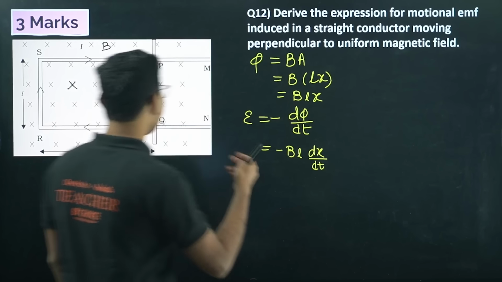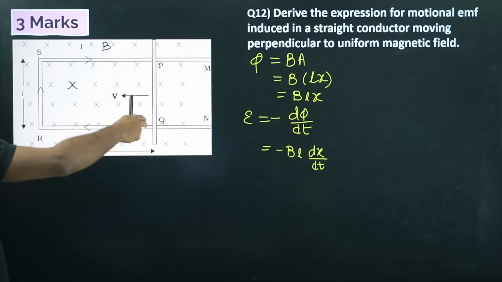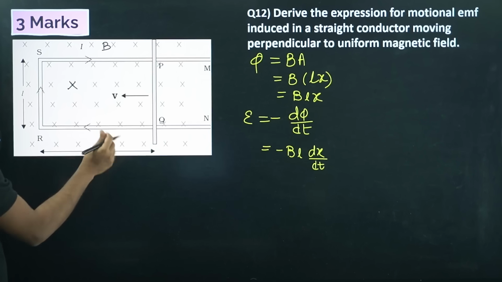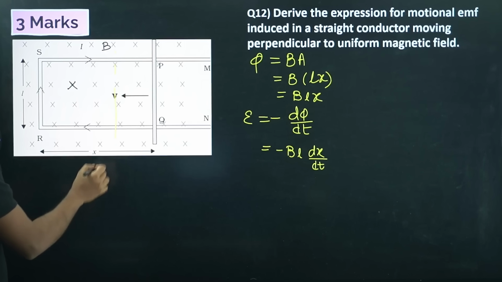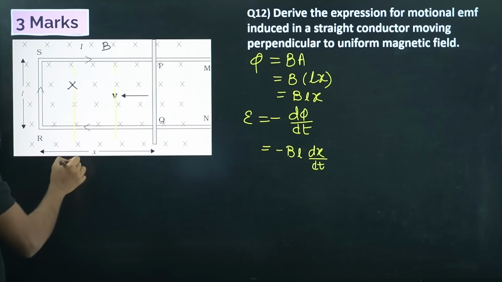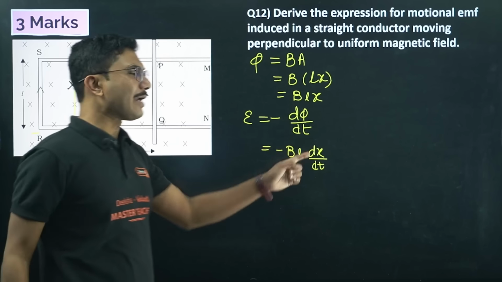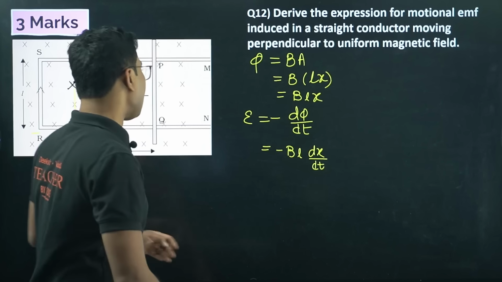So as you can see, the rod which is kept like this is moving in this direction. That means this x is slowly decreasing. When the rod is over here, the x value decreases. When the rod is over here, the x value decreases further. That means x is changing with time. Now, how is it changing?